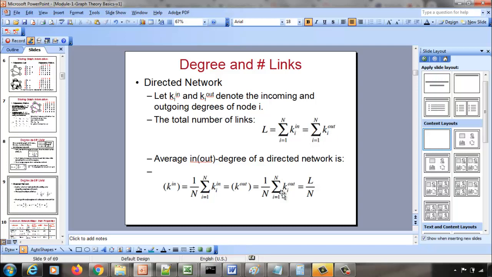Now how can we relate the two? You see, the sum of the incoming degrees is the same as the sum of the outgoing degrees, and that gives the number of links. So put that expression here. The sum of the outgoing neighbors is equal to the number of links. So we can replace the sum with the number of links and divide that by the number of vertices. That's going to be equal to the average in degree.